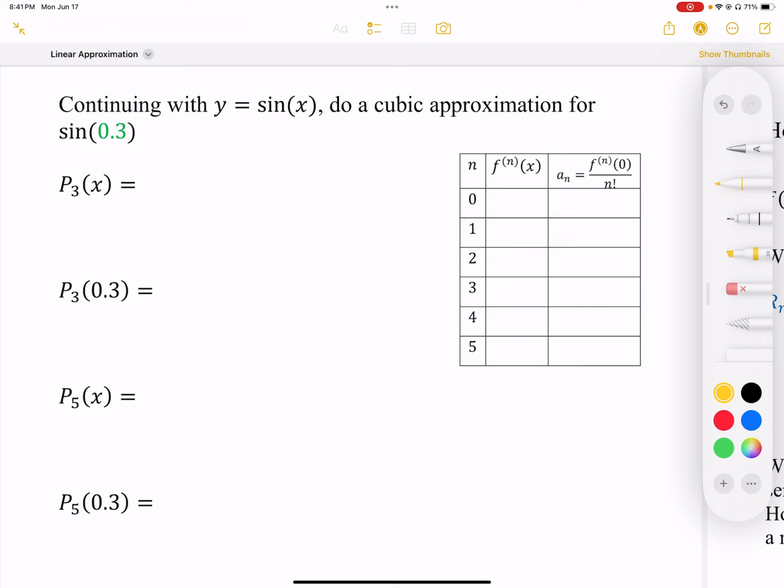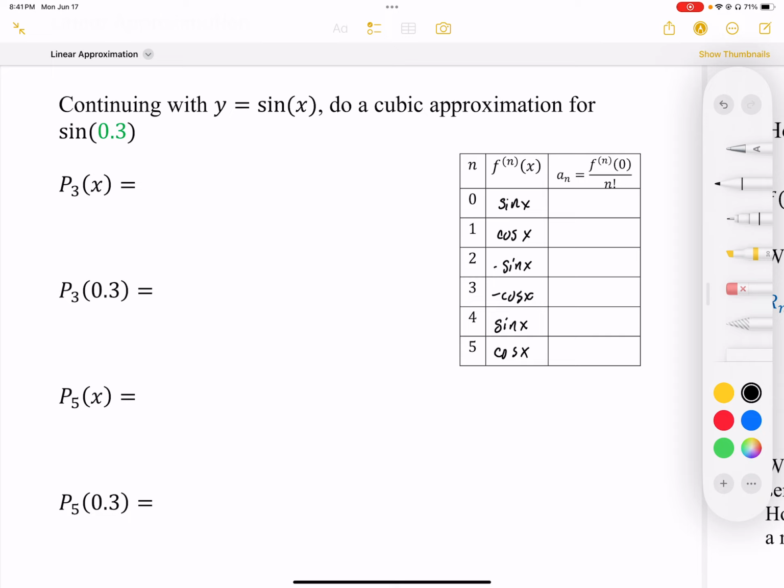We can continue with the sine y equals sine x function, and instead of doing a linear approximation where we got 0.3, we can do a cubic approximation by getting the third-degree polynomial, P3. So to do that, we're first going to start with our functions and our derivatives. So sine x, cos x, negative sine x, negative cos x. This becomes positive sine x again, and then positive cos x.